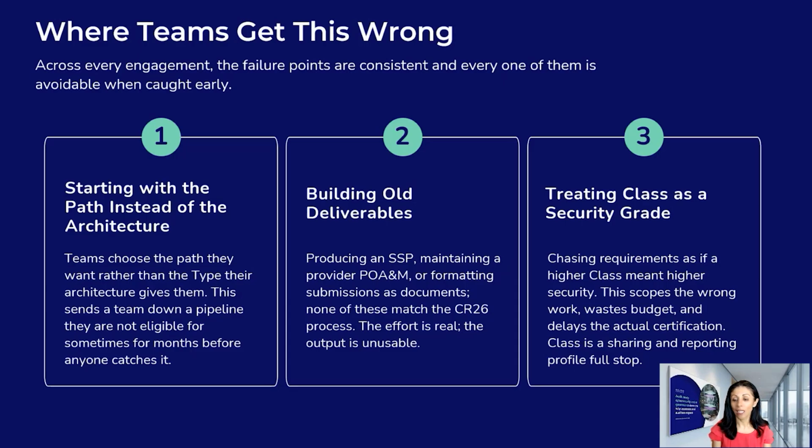And then treating a class as a security grade, we talked about that. Instead of considering it as a 199 impact level, you want to look at it as every progressive state of the class incrementing with more evidence and more timely evidence and reports that need to be sent to FedRAMP for review over time.